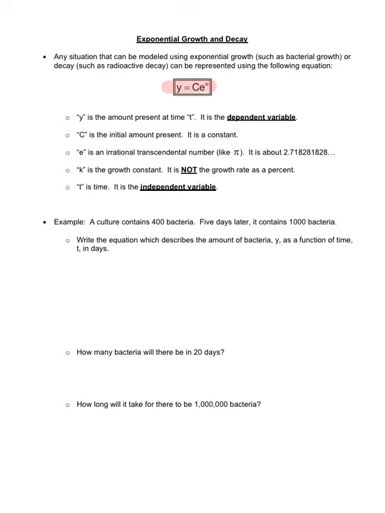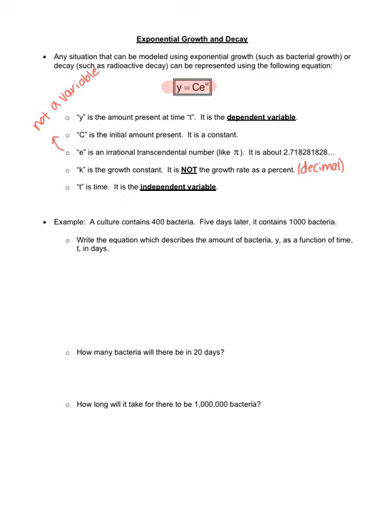E is not a variable. So make sure that you are not substituting anything in for E. It is not a variable, it's a number. It's about 2.718. It's something very similar to pi, where it's a special number and we just gave it a symbol. K is a growth constant. It's not written as a percentage. It's always going to be written as a decimal. So whatever number you're given, you're going to need to take that and convert it into a decimal before you put it in your formula. T is going to represent time, and it's your independent variable.